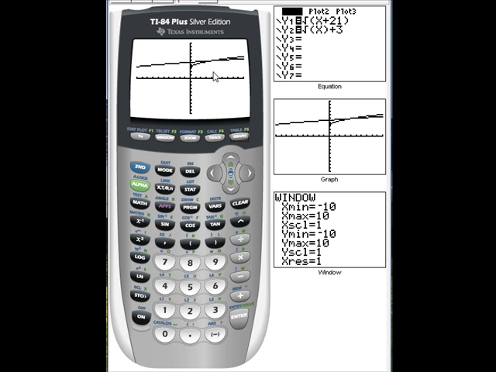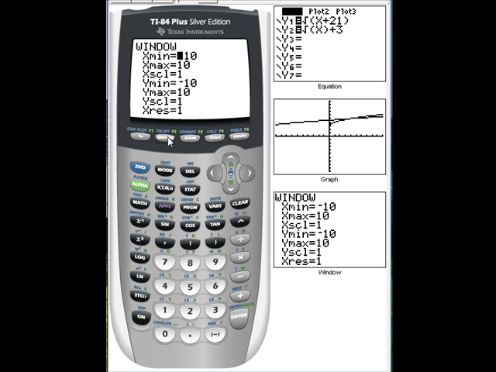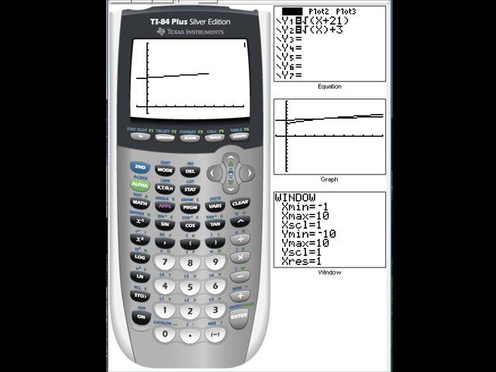Okay, I can see something's happening in here. I think I'm going to zoom in a little bit. So if I look, I don't really need any of these negative x's, and I don't really need any of these negative y's. So I'm going to go into my window and change my x minimum to -1 and my y minimum to -1, and I'm going to see what we get. And now I can definitely see that there's an intersection here.